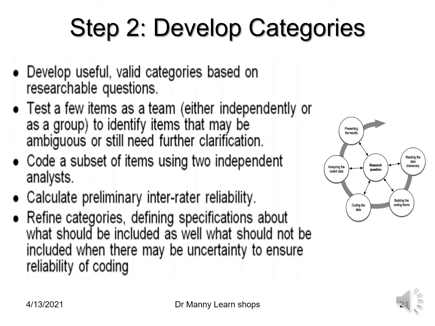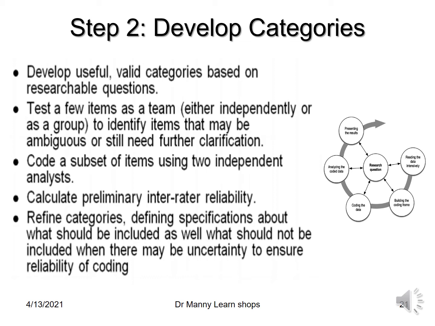Step 2 is where you develop categories. And this is where the researcher or the analyst develops useful, valid categories based on the research question. You test a few items, either independently or as a group, to identify items that may be ambiguous or still need further refinement for clarification.